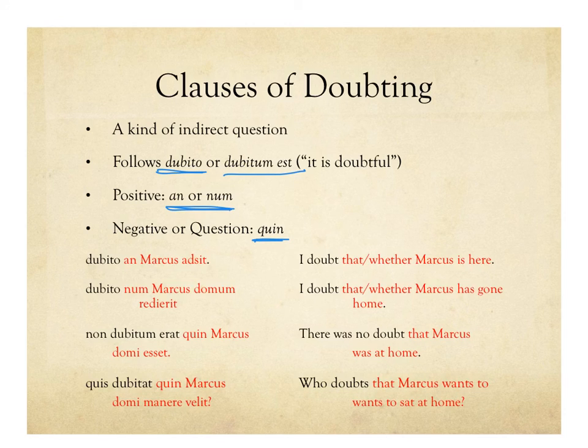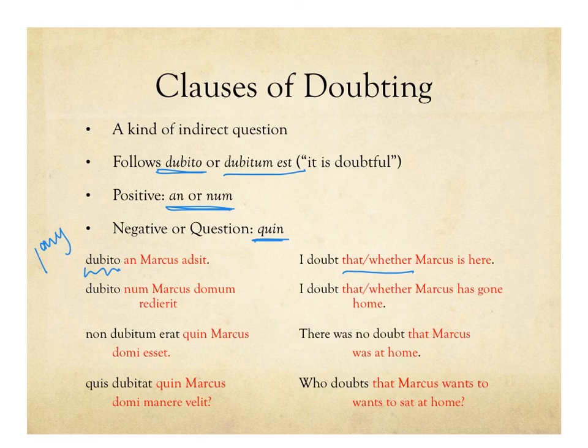So you can see in positive, this is in primary sequence. Dubito an Marcus adsit. I doubt that Marcus is here, or I doubt whether Marcus is here. You can translate that either way. You can also see that with this dubito here, there's no mistaking what kind of clause this is. It's a clause of doubting. I doubt.